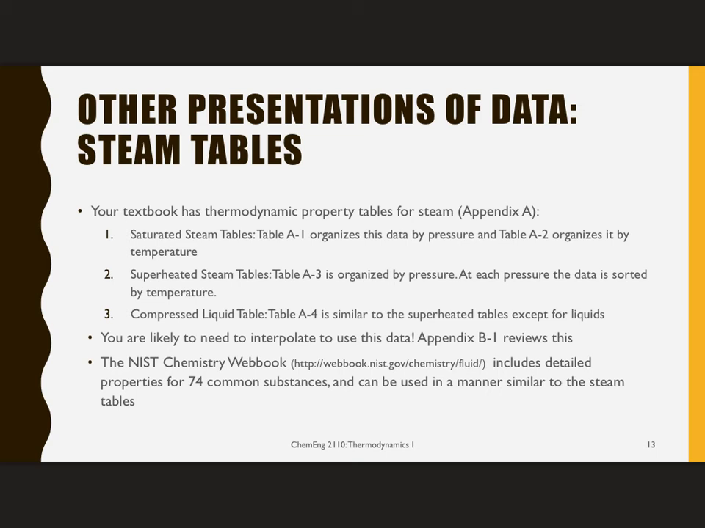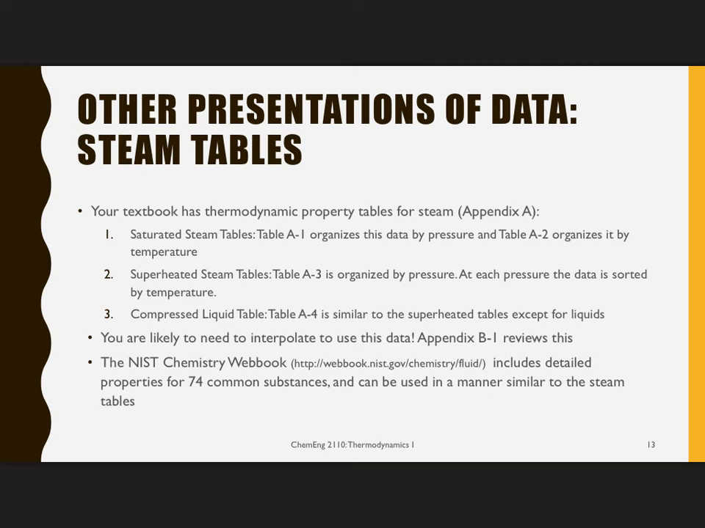It's webbook.nist.gov, chemistry/fluid. And this has 74 common substances, so steam and others. I actually have an app on my phone that will get data for me, and I invite you to explore other ways. But we need to learn how to use the tables, partly because we learn more about the relationships of properties when we have to do it the old-fashioned way.